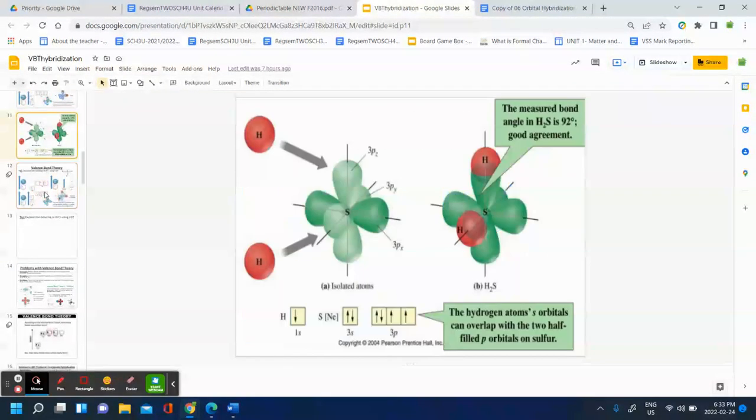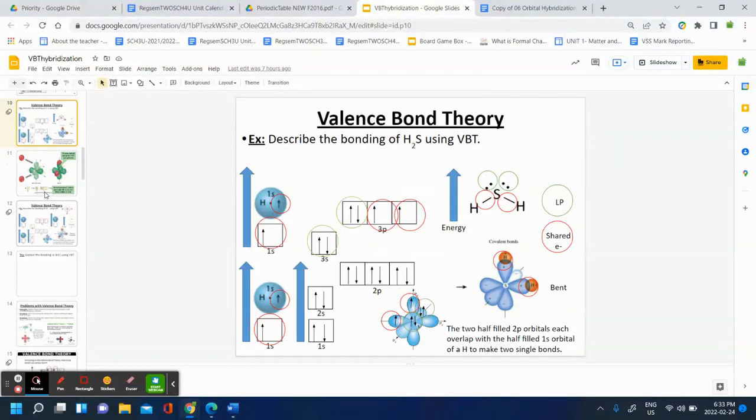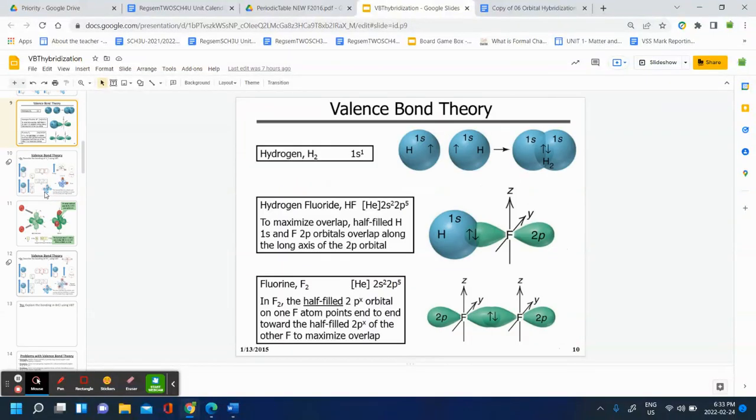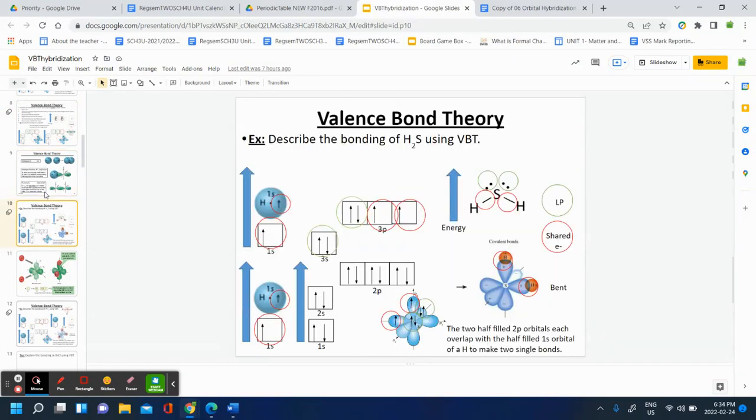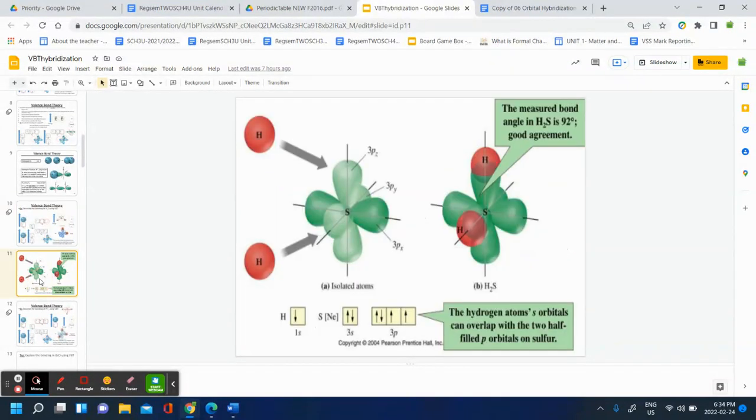I do need to make sure that you practice these concepts, being able to draw this and explain what's happening with the animation and without. So if I were you, what I would do is I would try to read the question, describe the bonding of H2S using valence bond theory, try to draw it out yourself, and then come and take a look at the animation to see if you were able to explain it and show where all the different pieces connect.